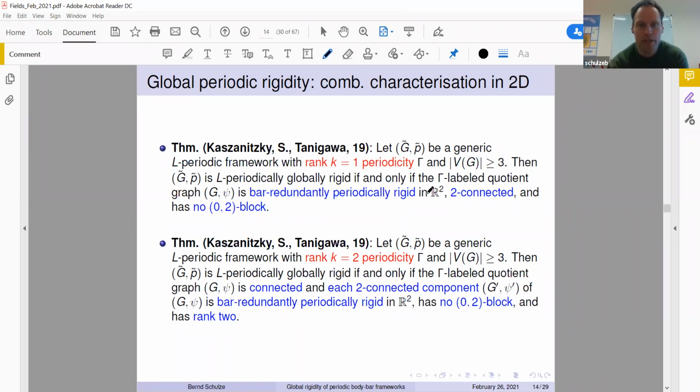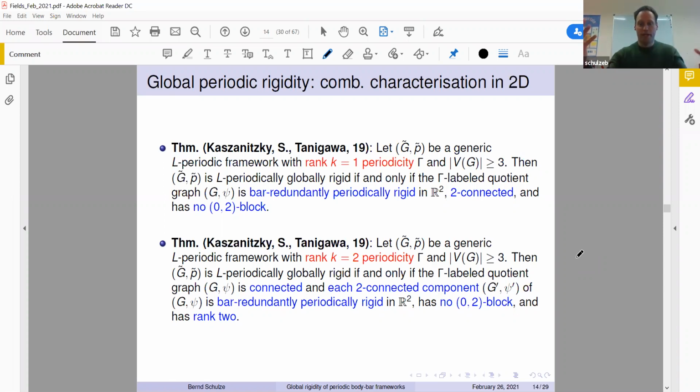There are two theorems here, because the first one deals with a case where the rank of the periodicity is 1. So it's only periodic in one direction, even though the framework is in the plane. And the second result is where the periodicity has rank 2. The conditions you see here in these characterizations are not very surprising. They are the periodic analogs of the Hendrickson conditions that you also see in the result of Bill and Tibor. In particular, you see that redundant rigidity, or redundant periodic rigidity, is a condition.